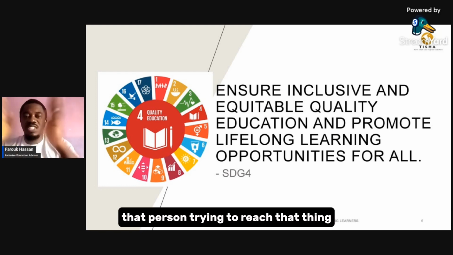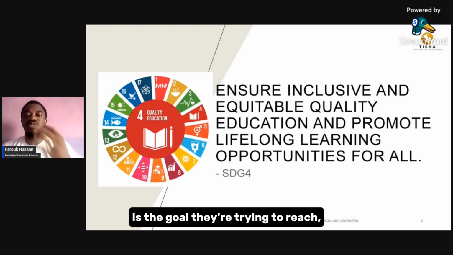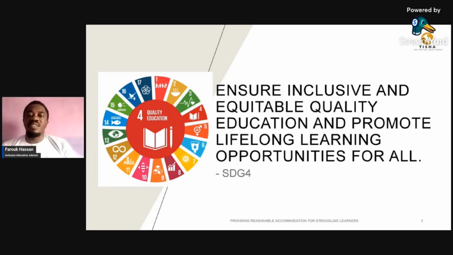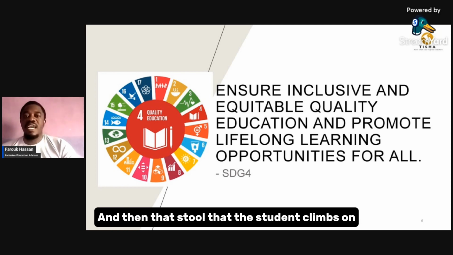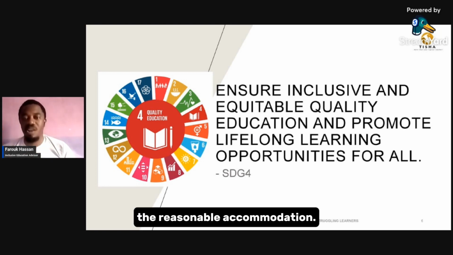that person trying to reach that thing at the top of the shelf is the student. And that thing at the top of the shelf is the goal they're trying to reach, their academic goal, their social goal, their emotional goal. That is what it is. And then the person that provides that aid for them is you and I, educators. And then that stool that the student climbs on is the accommodation, the reasonable accommodation.